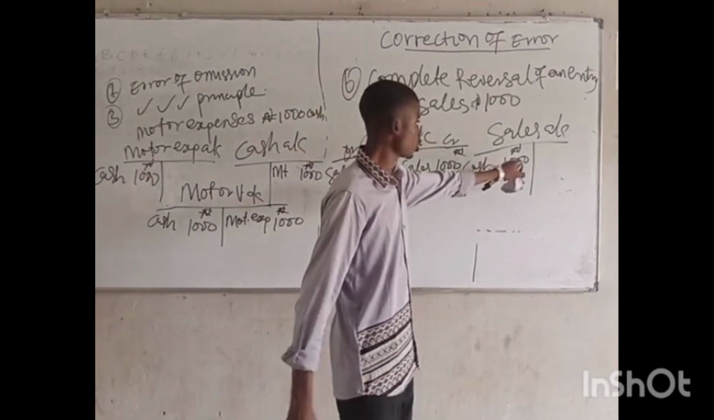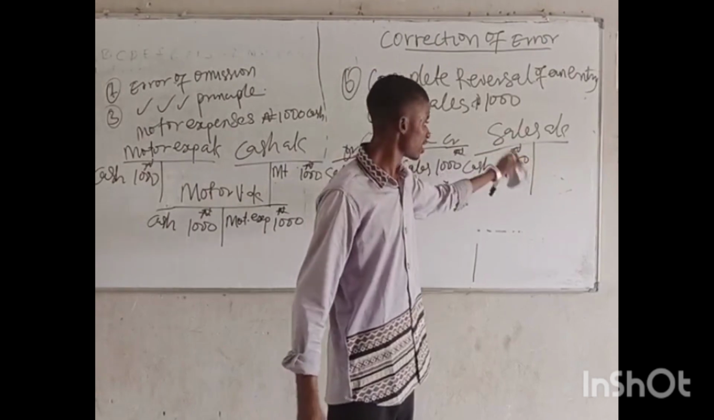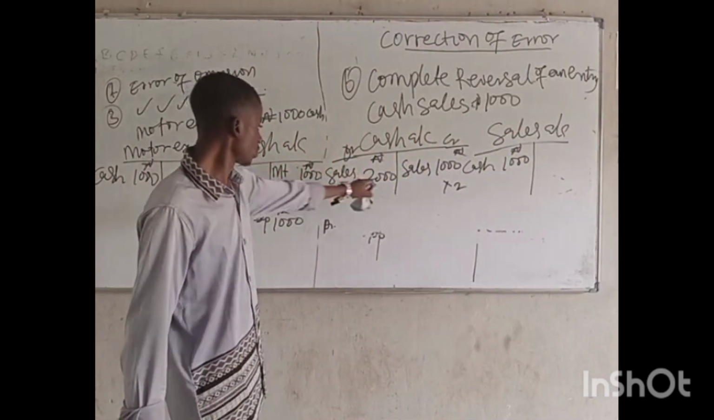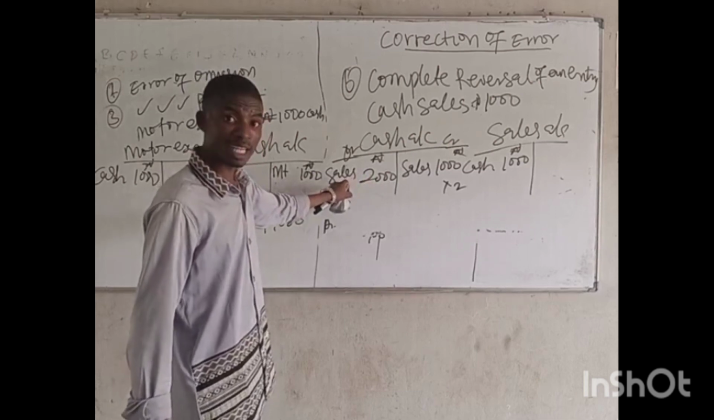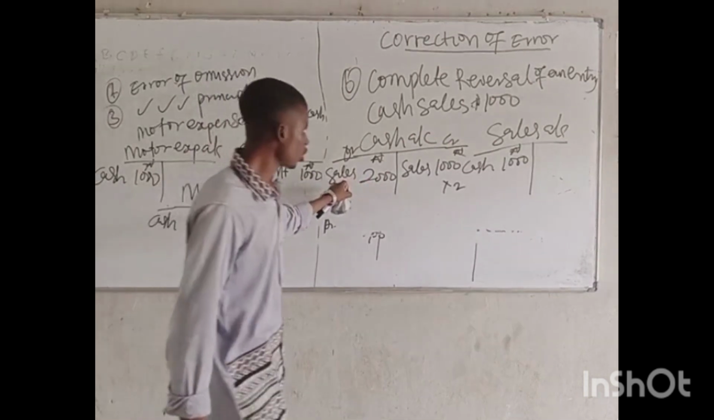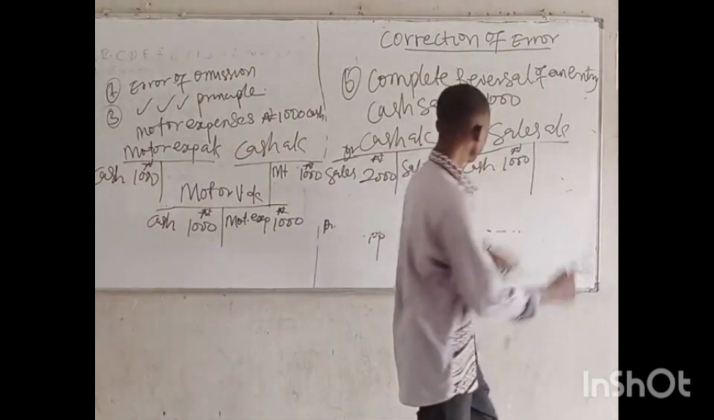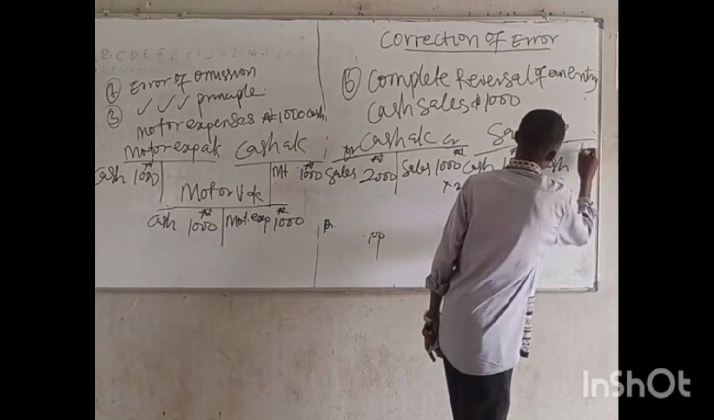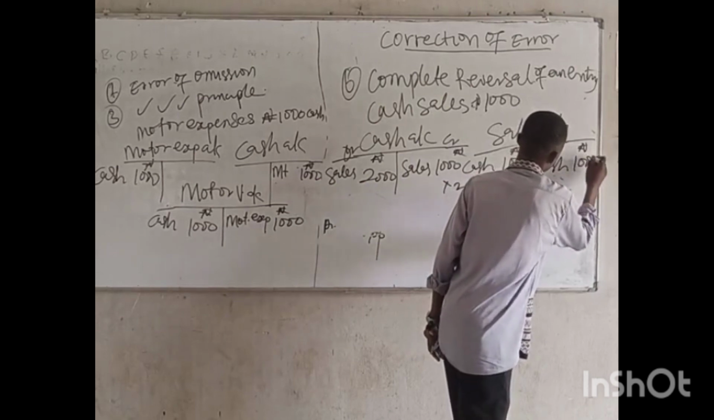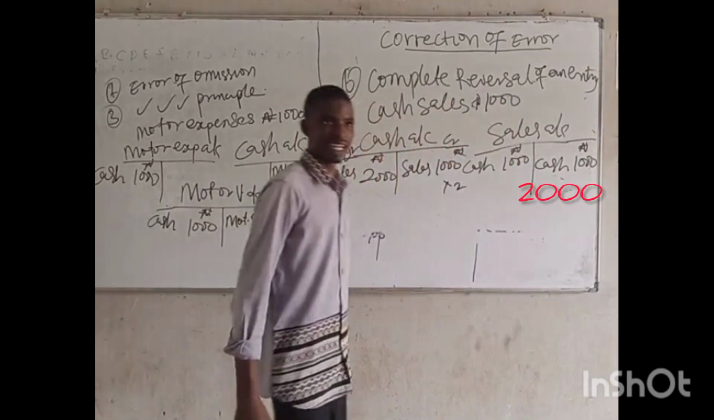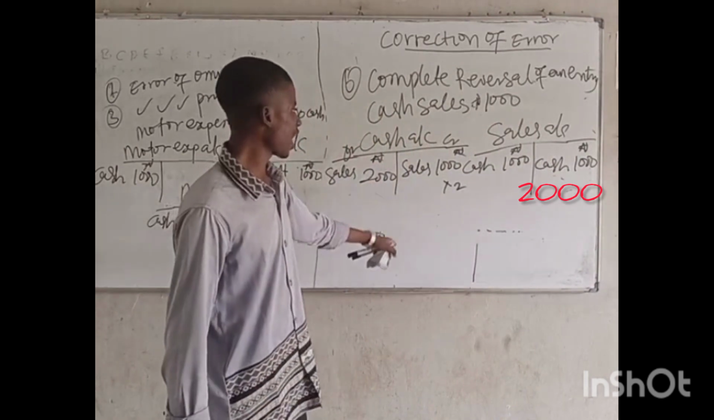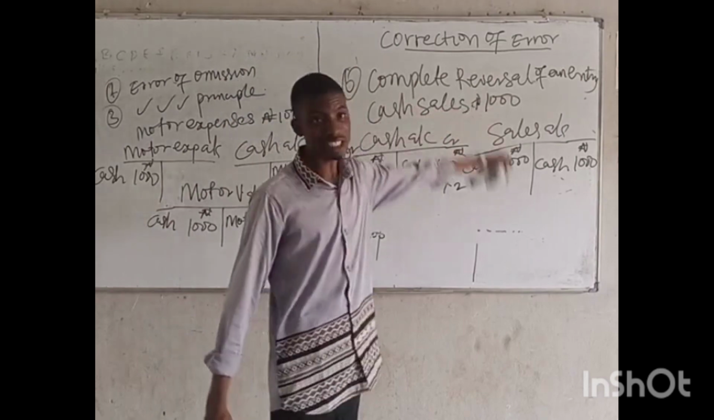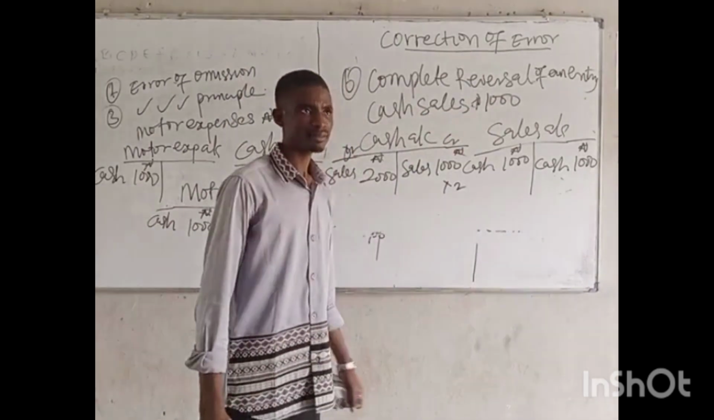And when you come over also to the sales account, the same thing, you recorded here using sales 2,000 naira, showing that the corresponding entry will go to the sales account. So when you come over to the sales account, you credit it in the name of cash, ₦1,000. Ladies and gentlemen, this is how to correct error relating to complete reversal of entry.